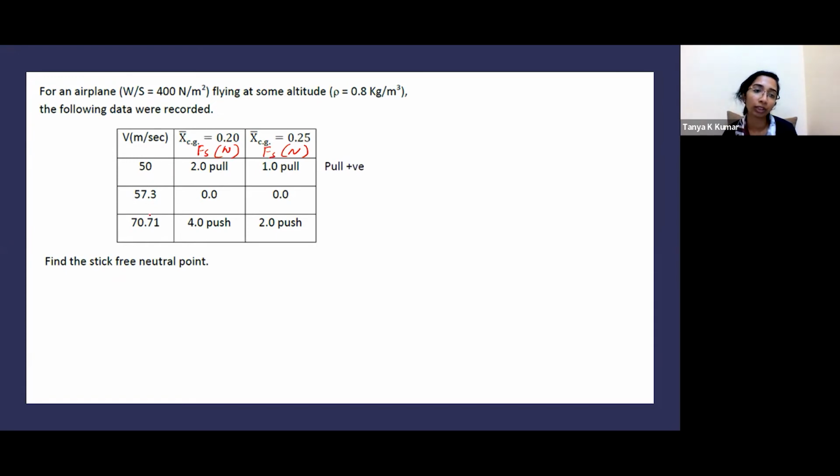They've given you 3 values of velocity and they've measured the stick force at those three velocities for different CG locations, that is 0.2 and 0.25. So to begin with, what is stick-free neutral point? How is it defined? Your NP prime. How do you define NP? Like neutral point, stick-free neutral point. Someone tell me. Come on, somebody tell me.